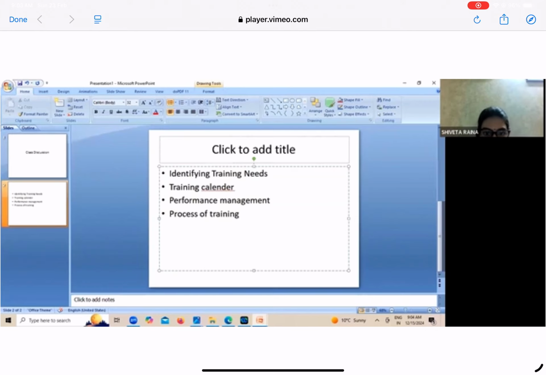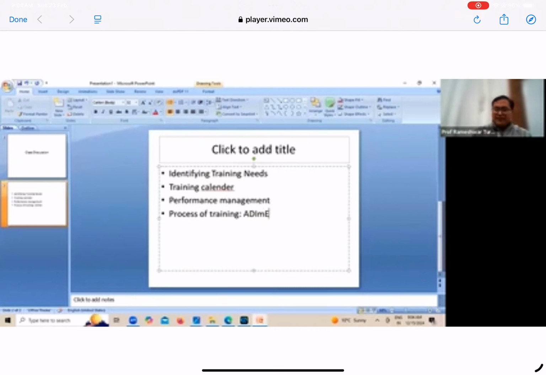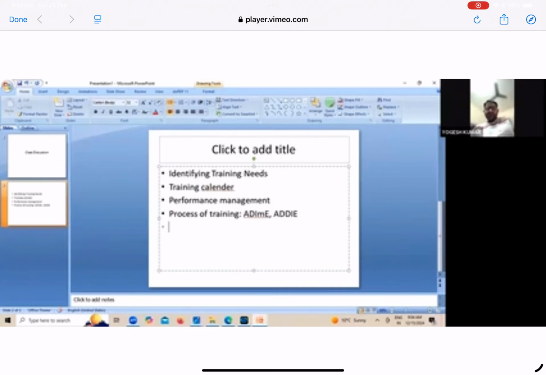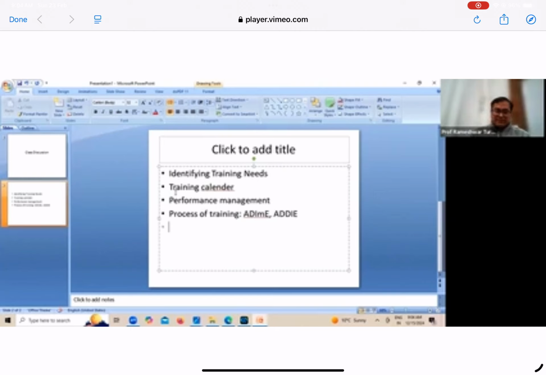We have discussed two models for training effectiveness evaluation. One was the ADDIE model, where there were 5 stages: assessment, design, implementation, and evaluation. And another we discussed was the Kirkpatrick model. Evaluation of training programs.